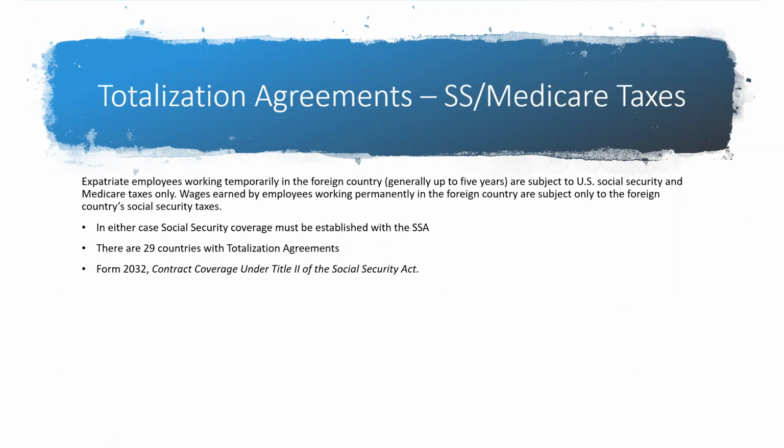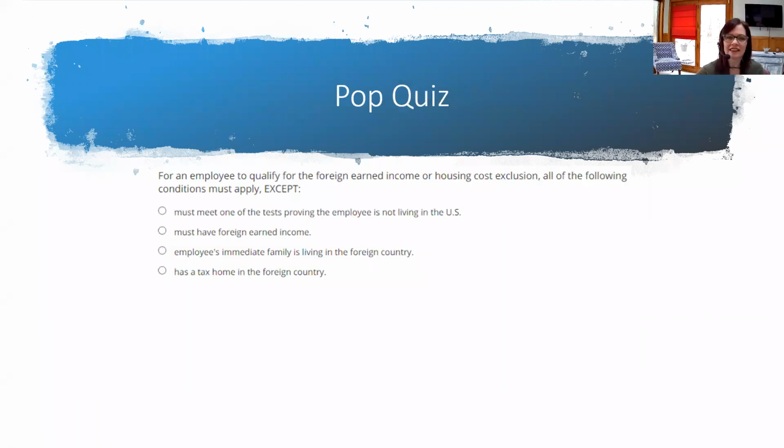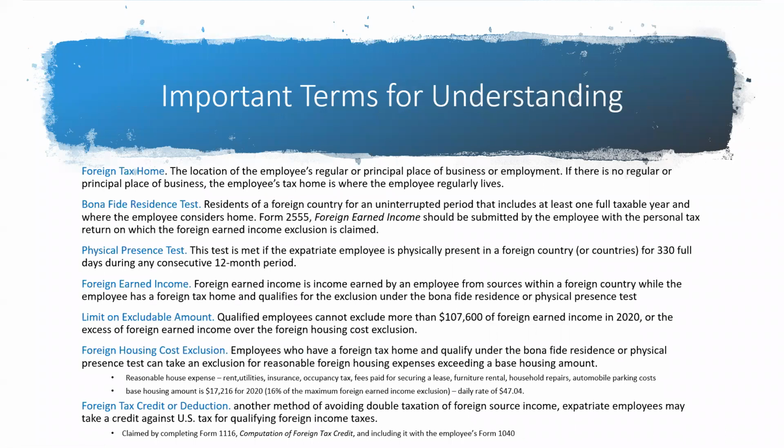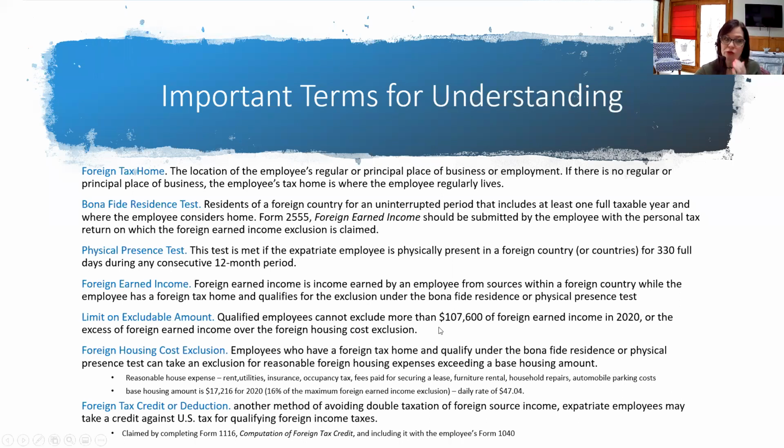questions on my CPP exam on the foreign housing cost exclusion. So knowing those rates is one thing I had on my test. Just a heads up on that. Yes, and I did actually see that, like I said, taking sample tests within PayTrain. This 107,600 was definitely in there. And the other thing was the base housing of 17,216. And most of the questions I got were actually the daily rate.